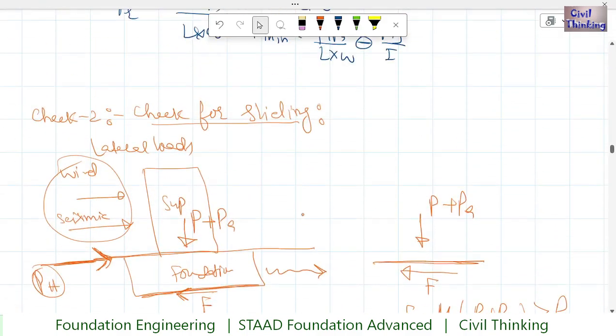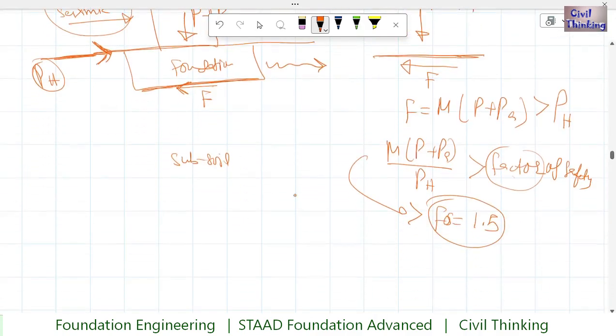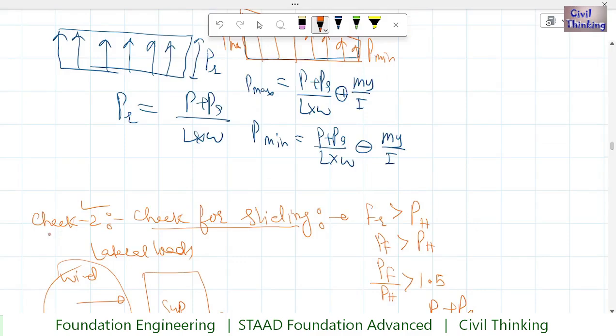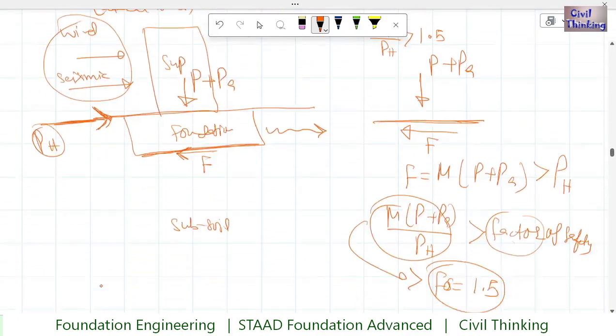So this was check 2, the check for sliding. What is it? This friction force has to be greater than the horizontal forces or lateral forces. So PF should be greater than PH, or PF divided by PH should be greater than 1, or in fact 1.5 typically. So we got this equation. Let us move on to check number 3.